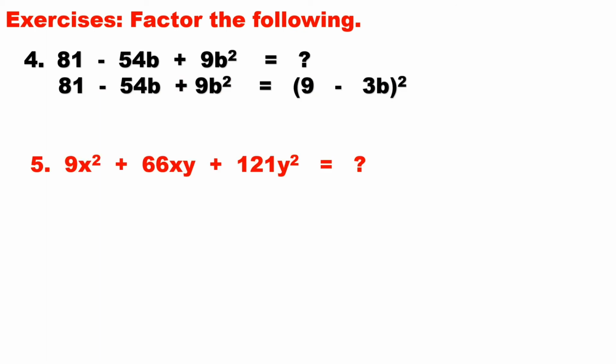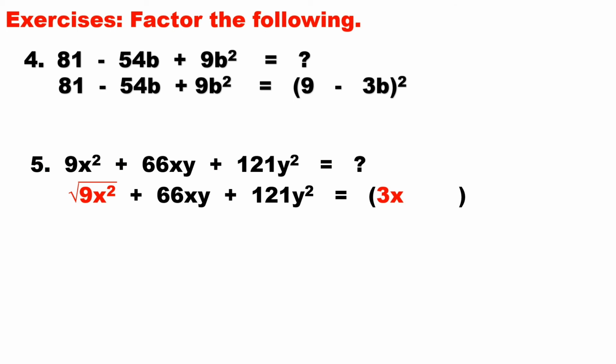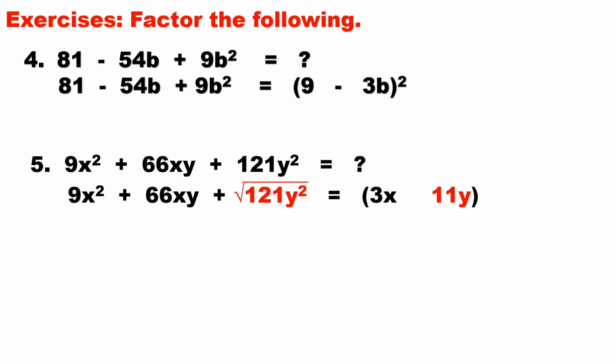Number 5, factor 9x squared plus 66xy plus 121y squared. Square root of the first term 9x squared equals 3x. Square root of the third term, which is 121y squared, is equal to 11y. The middle term is plus. The operation of the factor is also plus. You square it, you have now the factor.